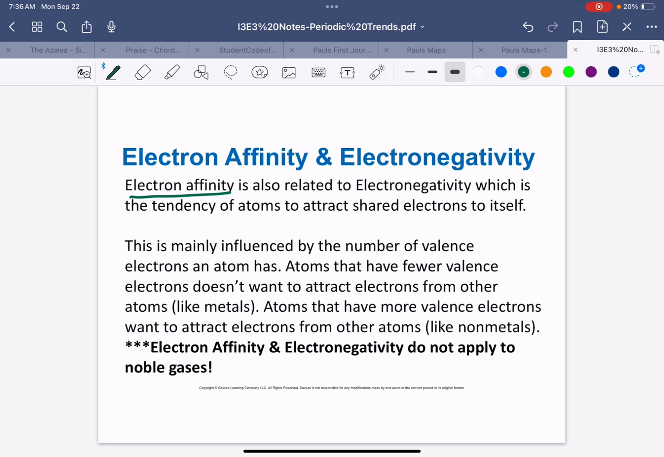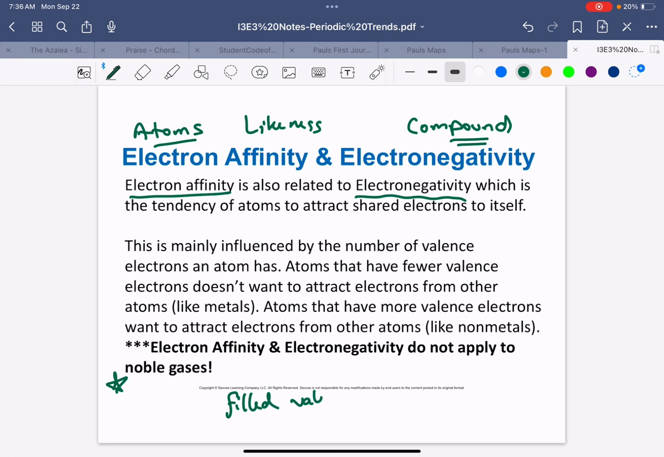So affinity, or likeness, is also related to electronegativity. Electron affinity is between just an atom, while electronegativity is inside of a compound, which we haven't really gotten to yet, but they are connected. This has to do with the number of valence electrons in the row that it's in on the periodic table. Now, one thing to note is that electron affinity does not apply to noble gases, nor does electronegativity. Noble gases have a filled valence shell.